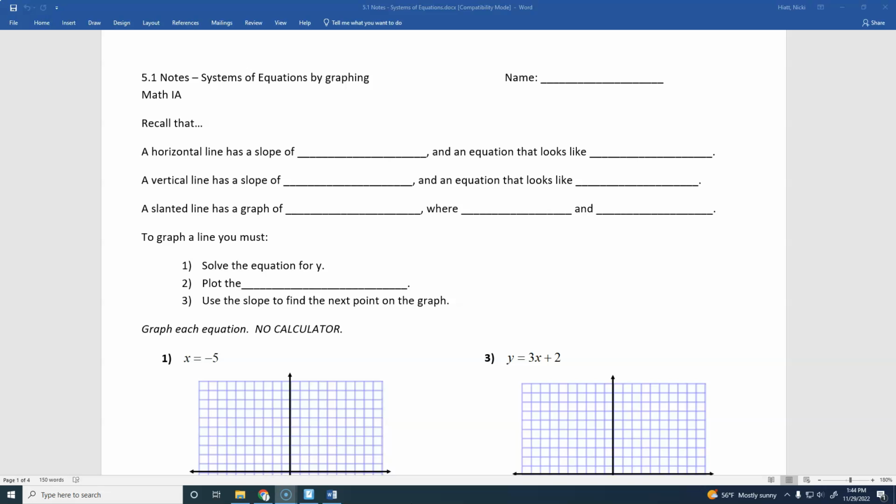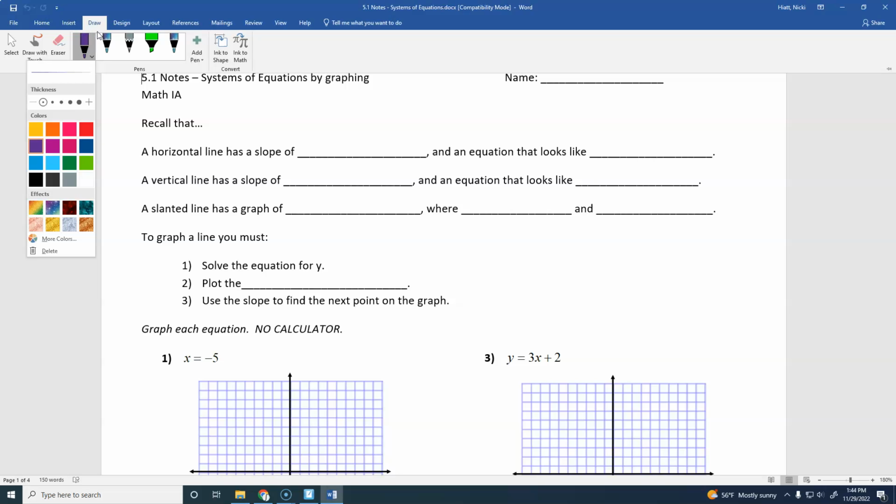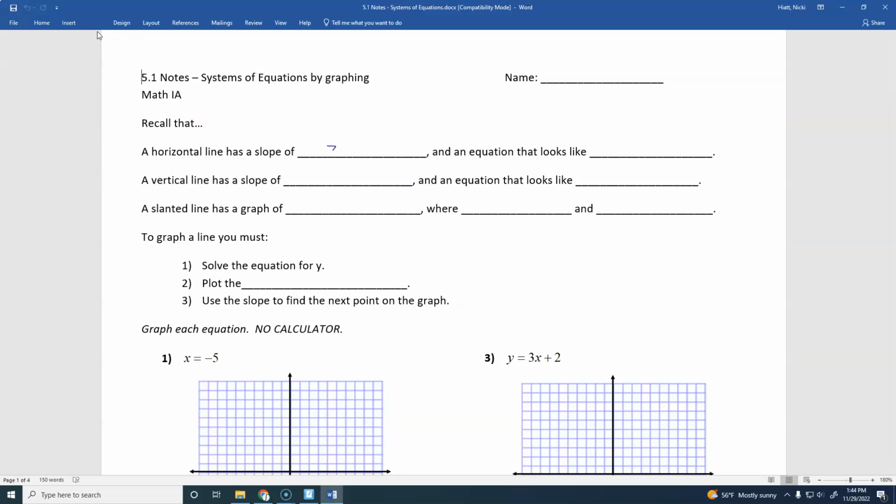Okay, everybody paying attention? All right. A horizontal line has a slope of 0 and an equation that looks like y equals any number that you want to put there. Y equals 2, y equals 7. Just y equals a number. A vertical line has a slope of undefined.